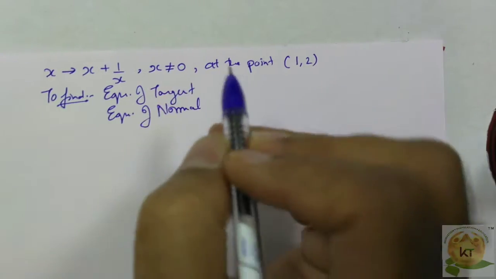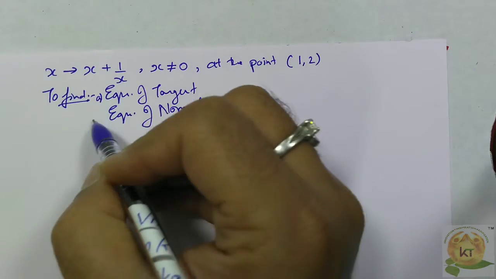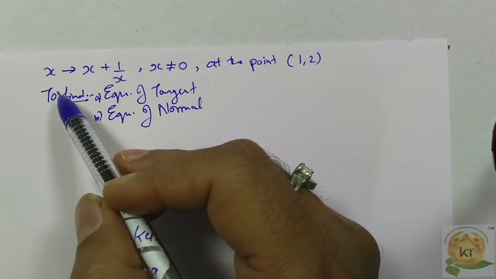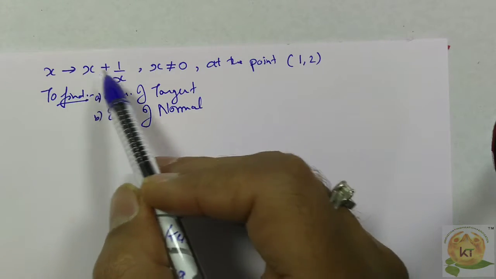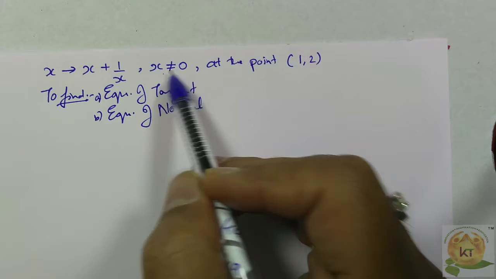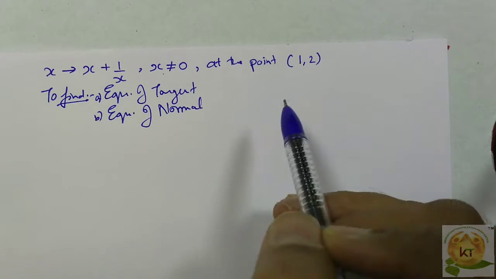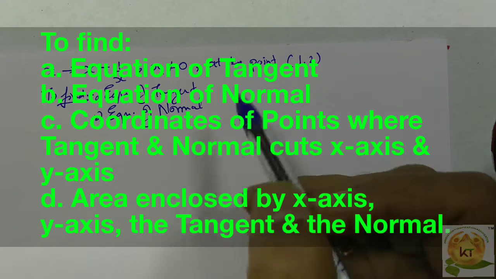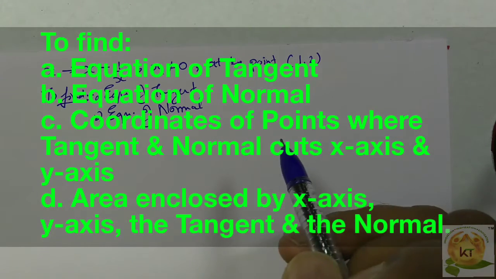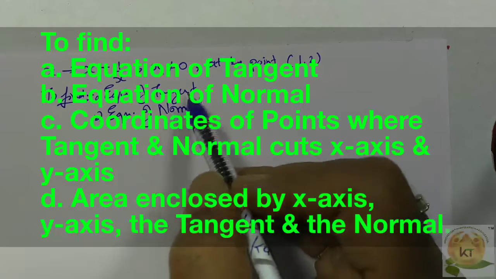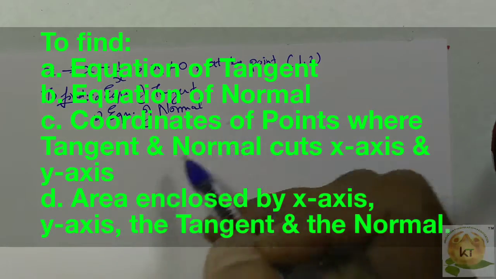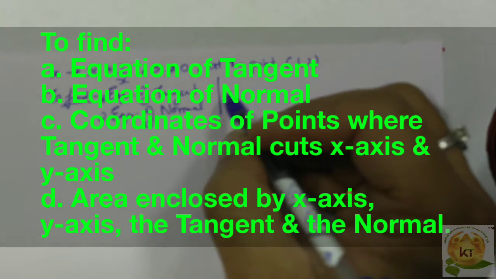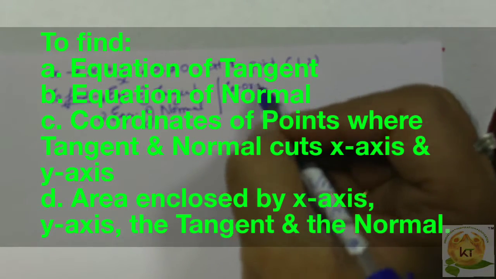This is the very first part of the question. Let me remind you, they have told you to find the equation of tangent and equation of normal to the curve x implies x plus 1 over x, x not equal to 0, at the point (1, 2). Then there's a second part of the question also, where they're asking you to find the coordinates of the point where the tangent and the normal, both the lines, are crossing the x and the y axis.